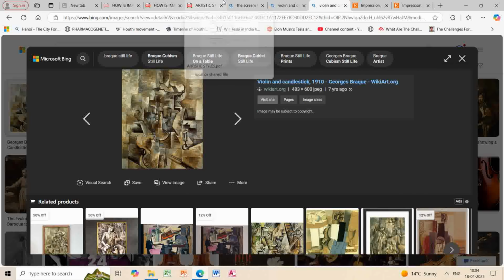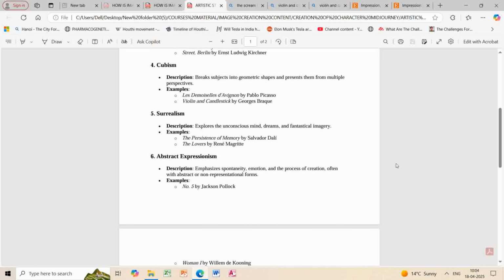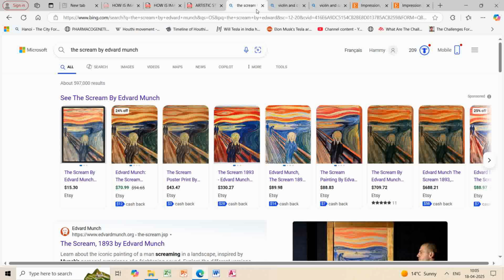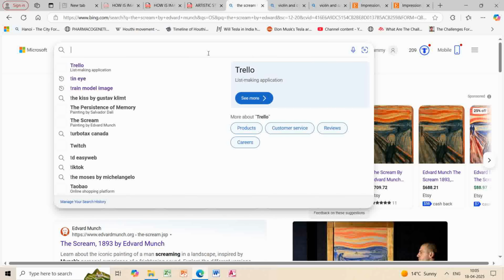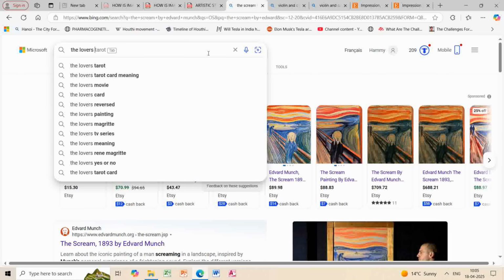The next thing that we will be discussing is surrealism. This explores the unconscious mind, dreams, and fantastical imagery. One example of this is The Lovers by Rene Magritte. We'll go and have a look at this art also. The Lovers.